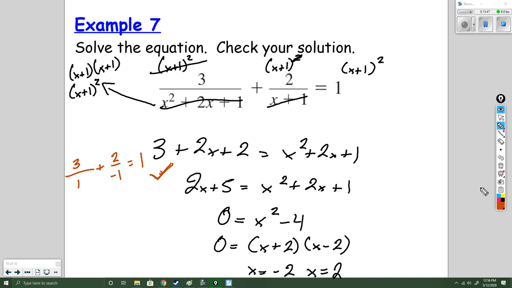And then in orange, I'm going to do positive 2. So if we plug positive 2 in, 2 squared is 4, plus 2 times 2, which is 4, plus 1, that's 4 plus 4 plus 1, or 9. And if we plug 2 in right there, we'd get 2/3. Well, 3/9 is just 1/3. So we have 1/3 plus 2/3 equals 1, which is true.